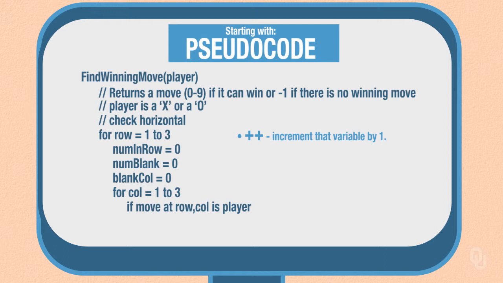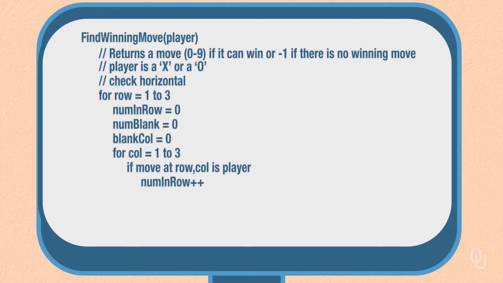Or you could say num in a row equals num in a row plus 1, but plus plus is a much shorter way of saying that. So now that we've incremented num in a row, we've said, okay, the move there is the same as this player. Now we need to look and see if it's empty, because if it wasn't the player, the next choice is it's empty. And if it's empty, we're going to increment the blank variable with num blank plus plus.